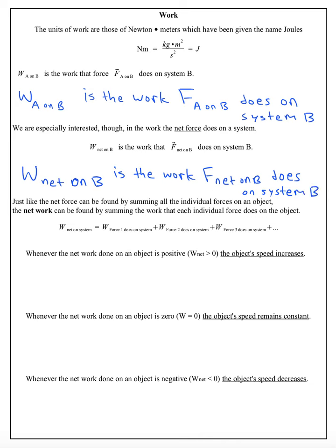Another way to calculate the net work is to simply sum up all the works being done on the object. If we find that the net work done is positive, then the object's speed would increase. If the net work done on the object is 0, then speed should remain constant. And if the net work ends up being negative, we'll see that the object's speed decreases.